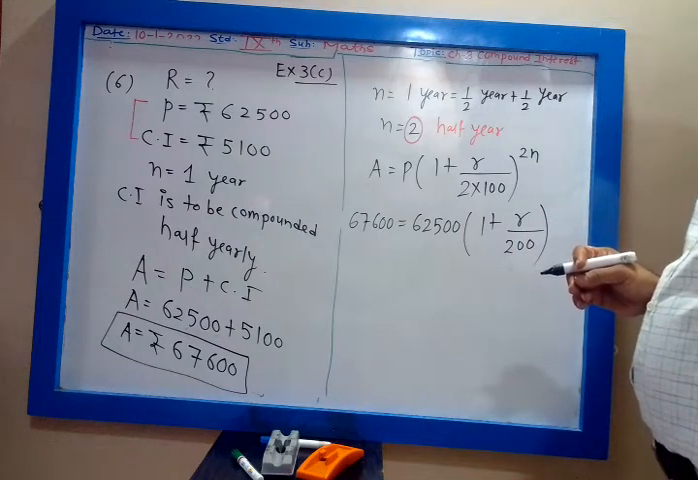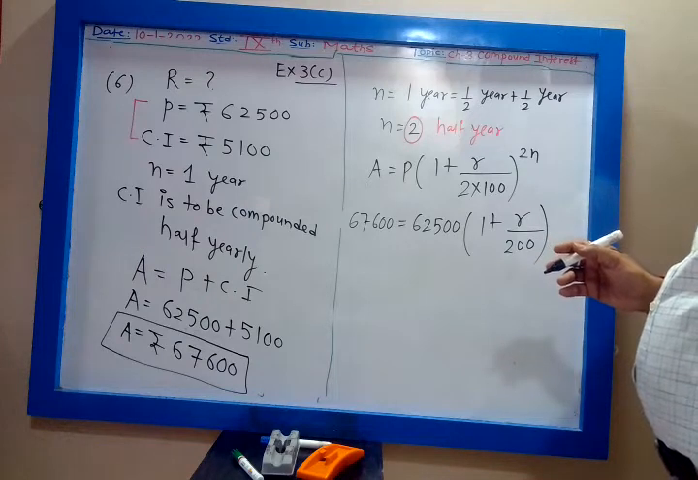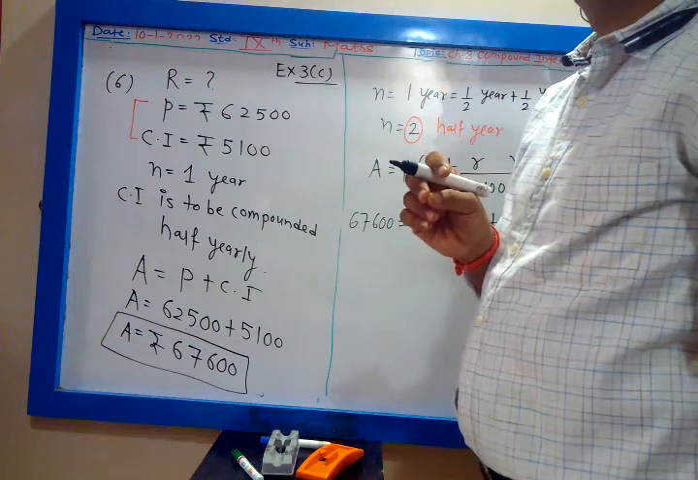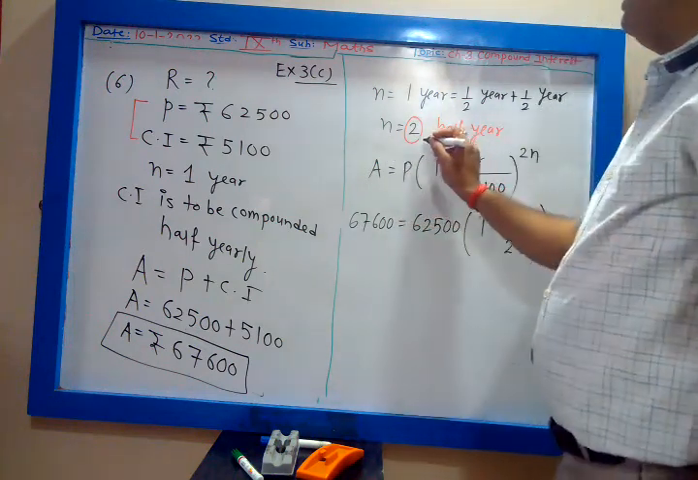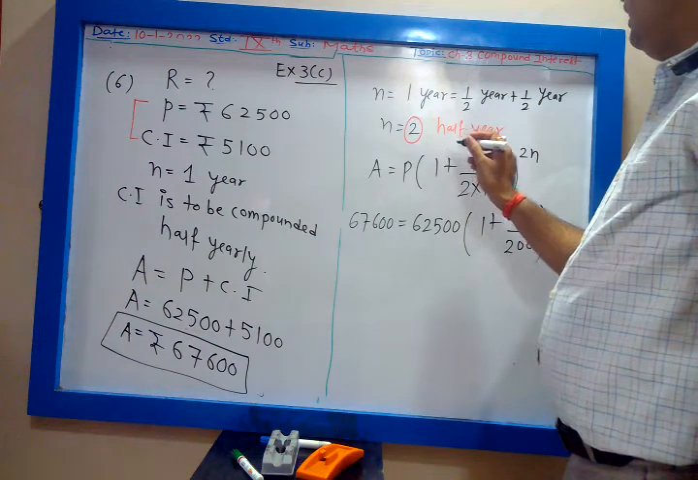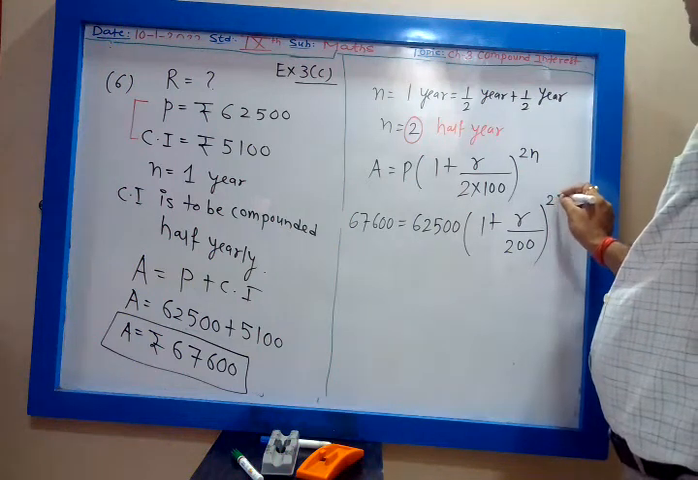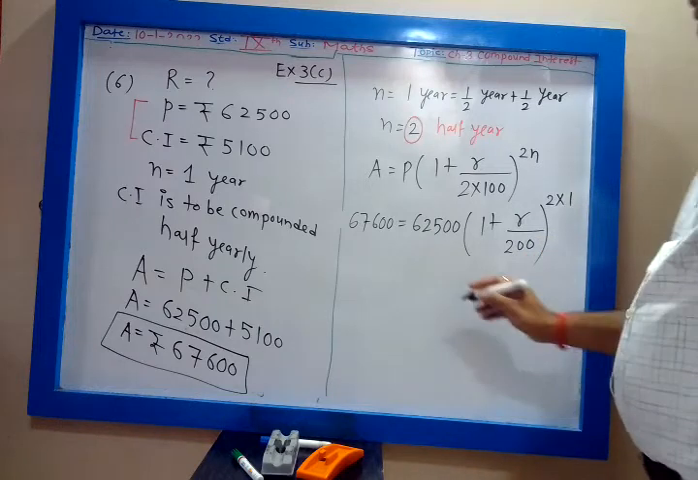What will you take n? How many half years? My dear, how many half years? So n is 1 year. So that is 2 into 1, 2 multiplied by 1.